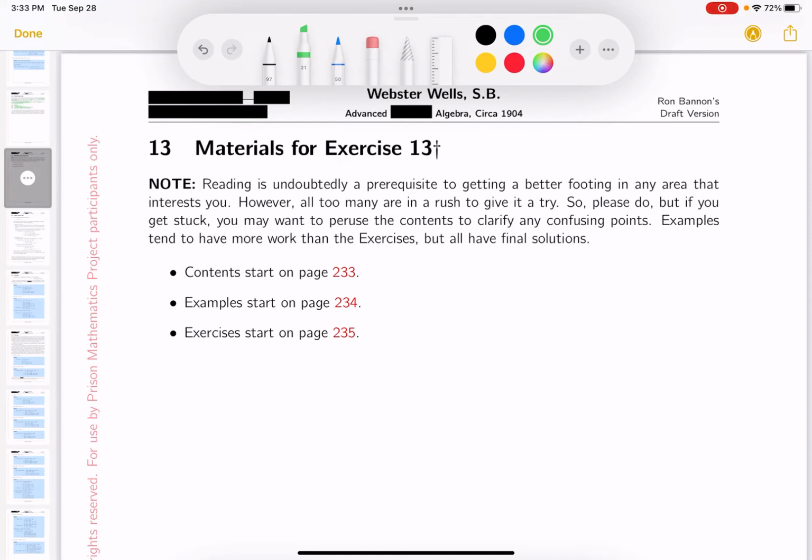Okay, we're in section 13 now, and again, we're going to just review this material about what you need to do. You need to read the contents, you need to understand the examples, and then get busy with the exercises. All right, so it's a long journey, though. We're at 13, and we're going to get to 139 eventually. But again, this is all about doing this material, which means contents, examples, and exercises.